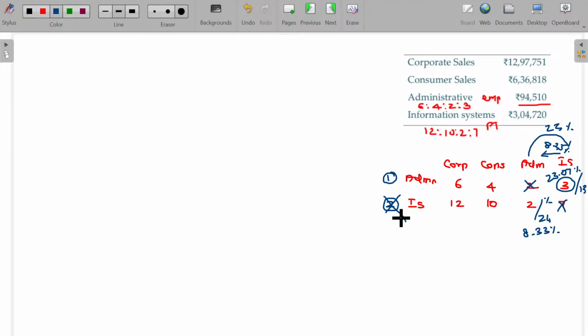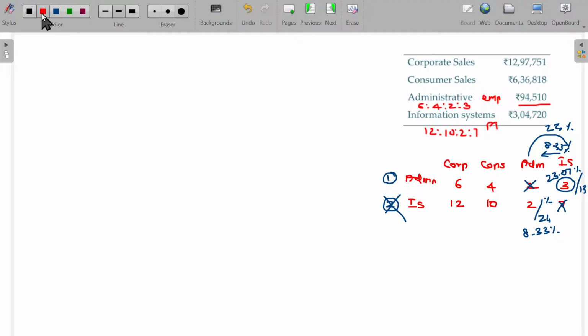Admin expenses can be allocated to the production as well as IS, but IS department's overhead will be allocated only to the production department because that's simple. Admin supports 23 and IS supports only 8. You leave that 8, it is insignificant. That's the logic here we have.